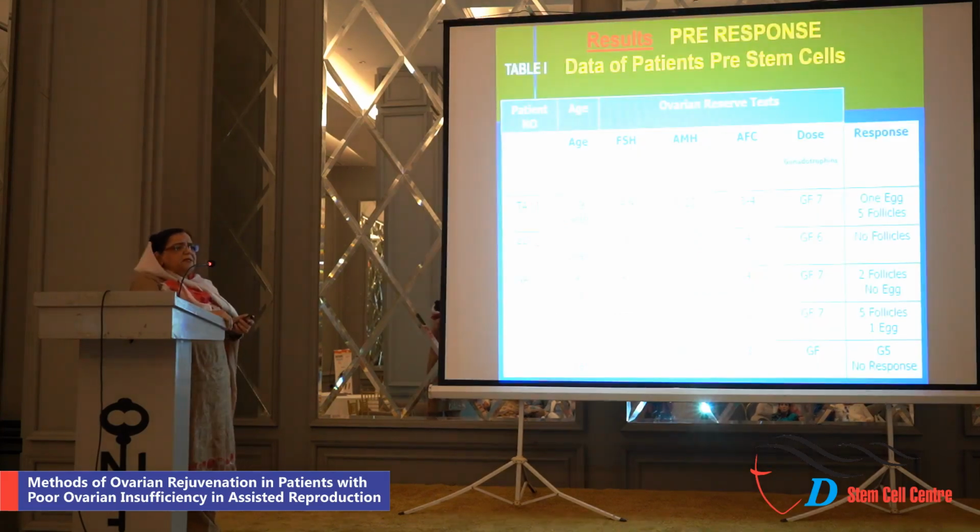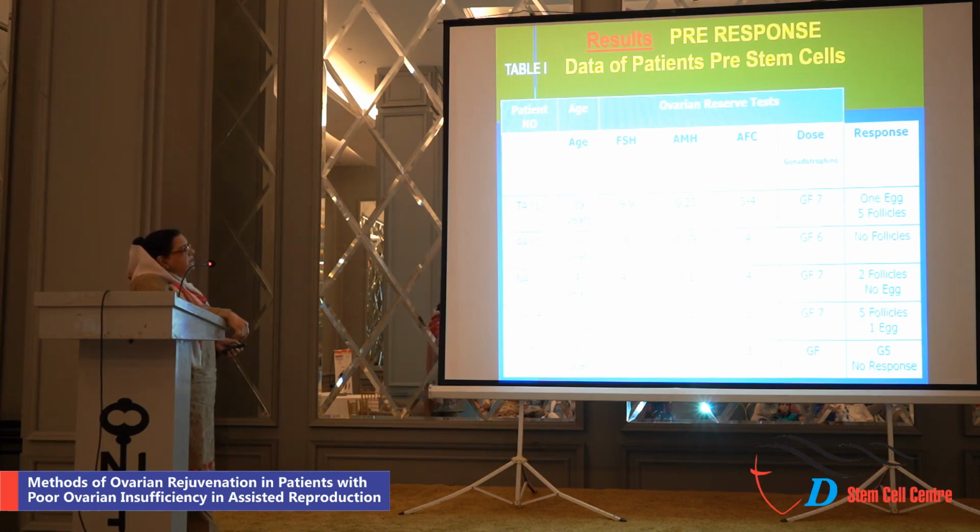So this is the pre-treatment response data of the patients. You can see over here, patient number 1 was already 39, FSH was in the upper range, but AMH level was very low, undetectable. Follicular count, which should be 6 to 7, was 3 to 4. So all these parameters were of low ovarian reserve. She was given maximum stimulation, and after maximum stimulation with gonadotrophin, we were able to get only 1 egg.